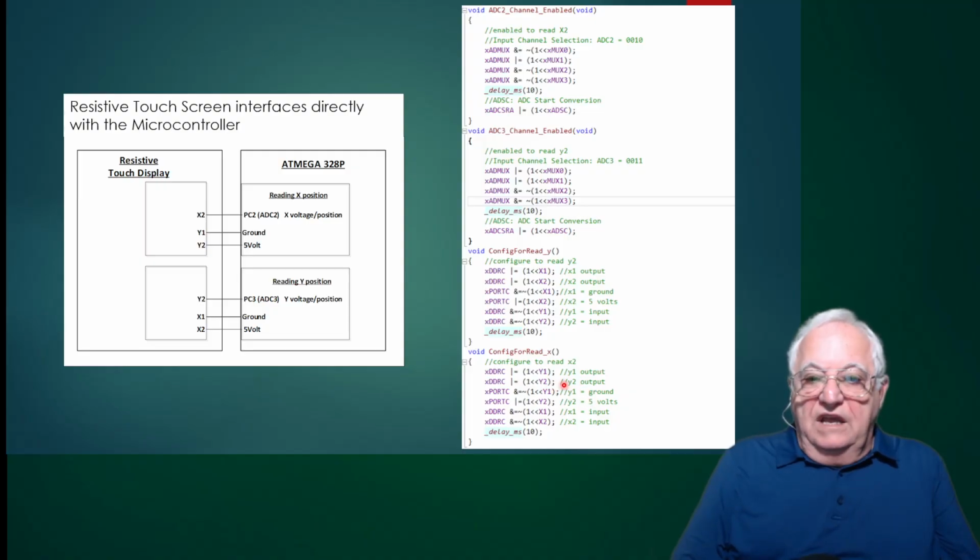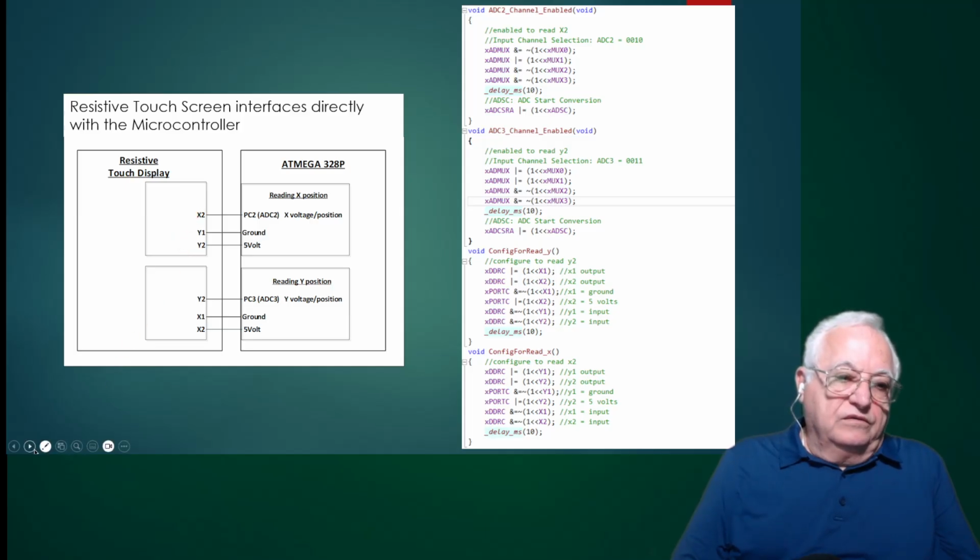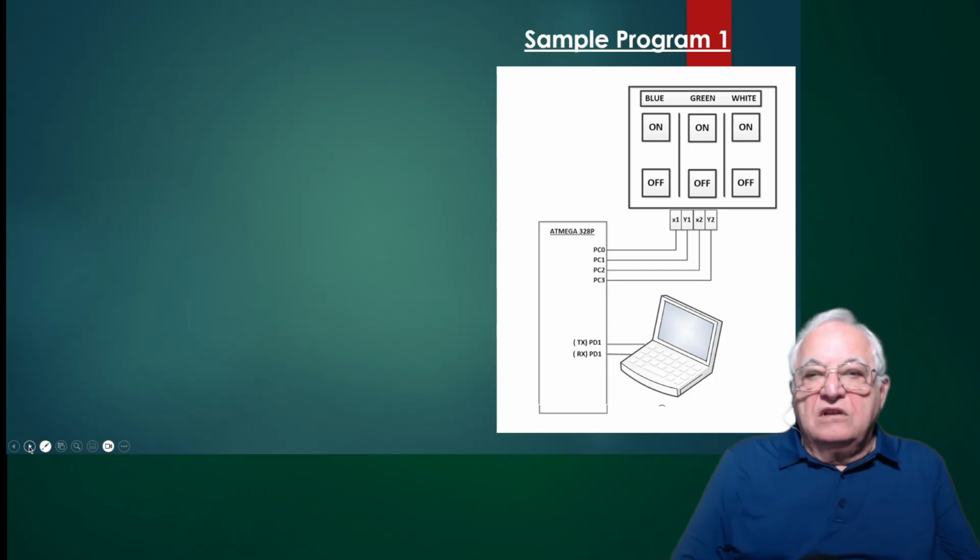Now, if I want to read the X, I set the Y1 and Y2 to output, then I place a ground and a 5 volt signal. And then I set my X1 and X2 to inputs, and that's where I read my analog signal. Actually, I'm just going to read it from X2, of course. I just set both to input for convenience.